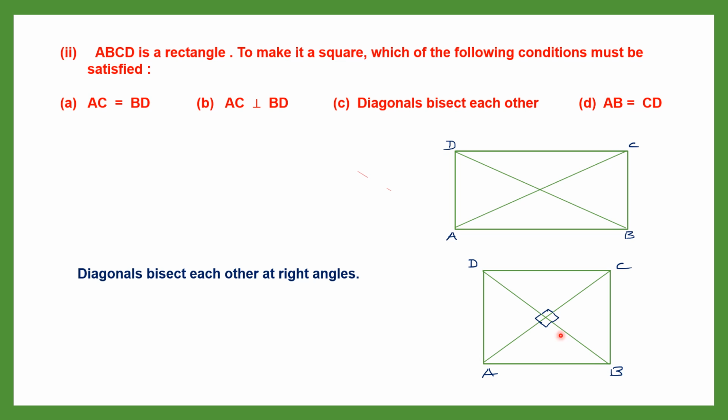AC is perpendicular to BD, that is option B. So that is our answer. Option B, AC is perpendicular to BD. Perpendicular lines are lines that meet another line at 90 degrees.